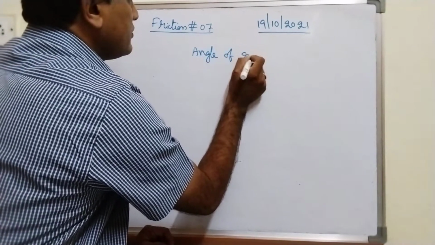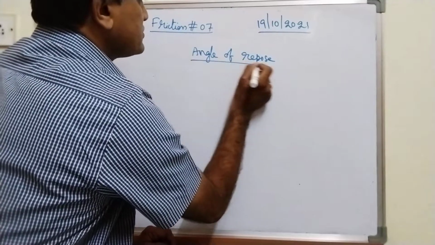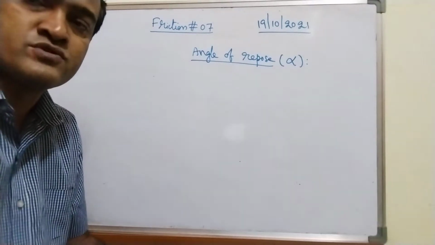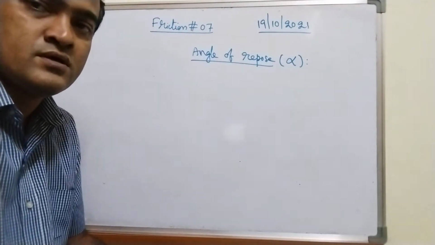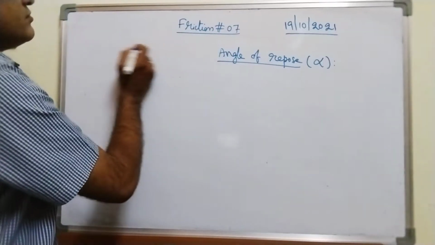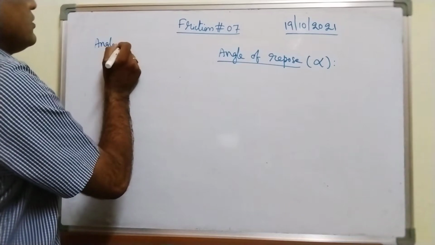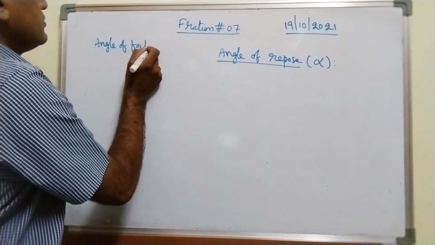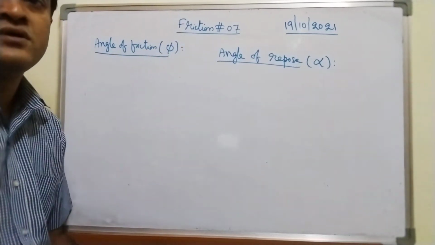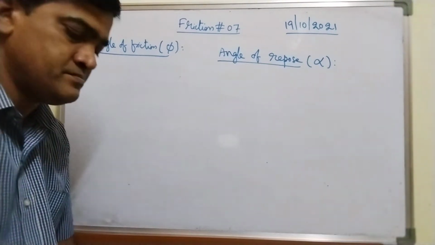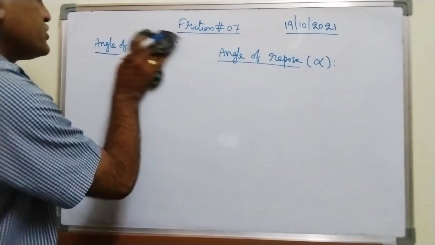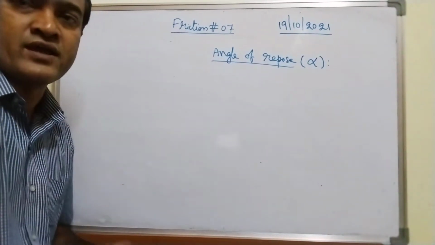Angle of repose. I have denoted angle of repose with the symbol alpha, and angle of friction with phi. Angle of friction is another term, and I have denoted it with the symbol phi, as in my previous videos. But here I am not going to discuss angle of friction. I am going to discuss angle of repose.